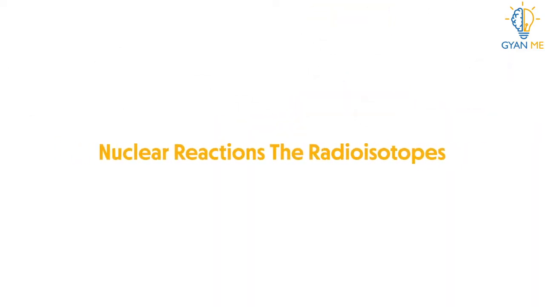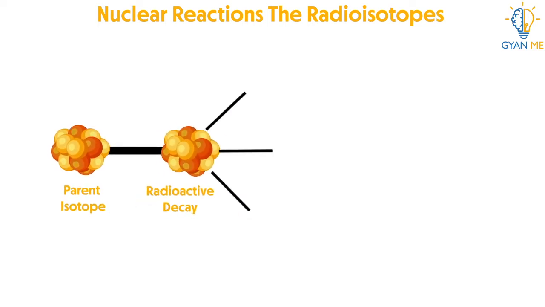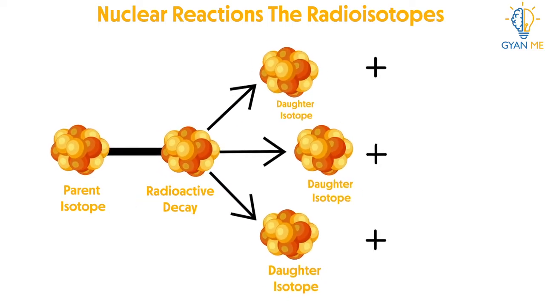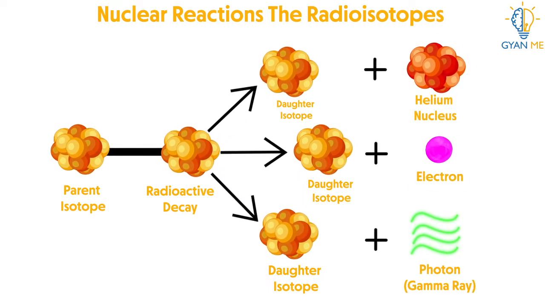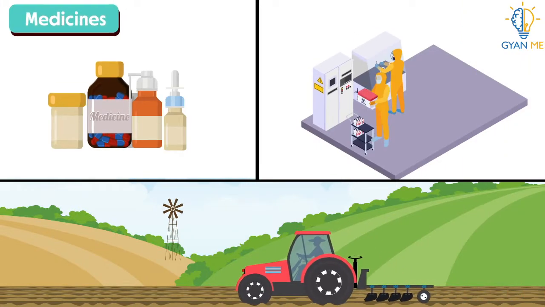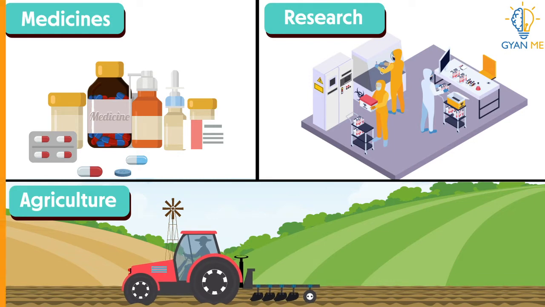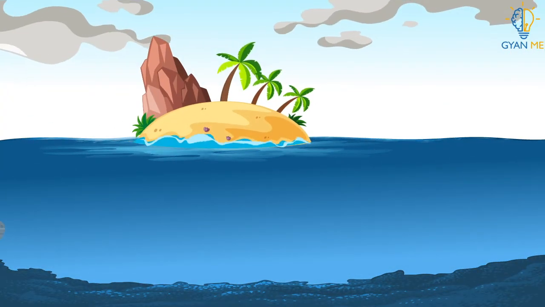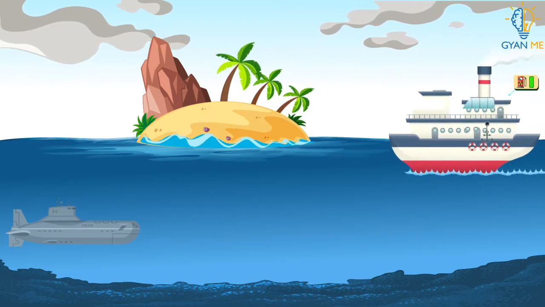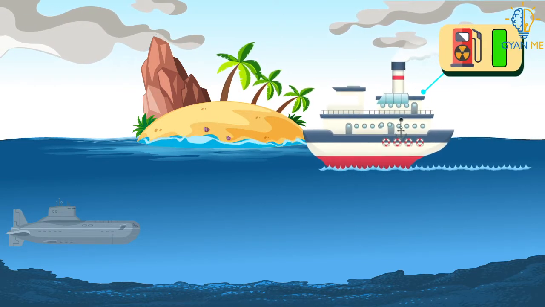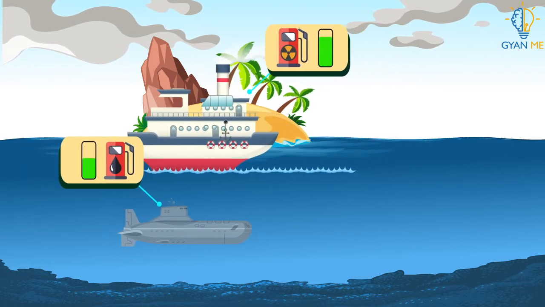Second, in the nuclear reactions, the radioisotopes obtained as byproducts are used in medicines, agriculture, and research. Third, nuclear energy is also being used to power submarines and ships. Vessels driven by nuclear energy can sail for long periods as compared to fossil fuels, which require frequent refueling.